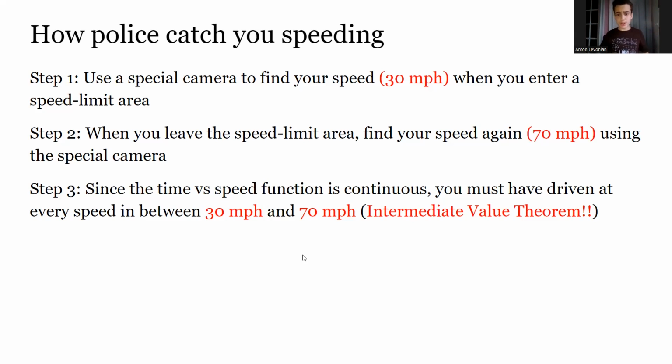There are no discontinuities. And you also must have driven at every speed in between 30 miles per hour and 70 miles per hour because those were your starting and end points, right? This is once again by the intermediate value theorem.